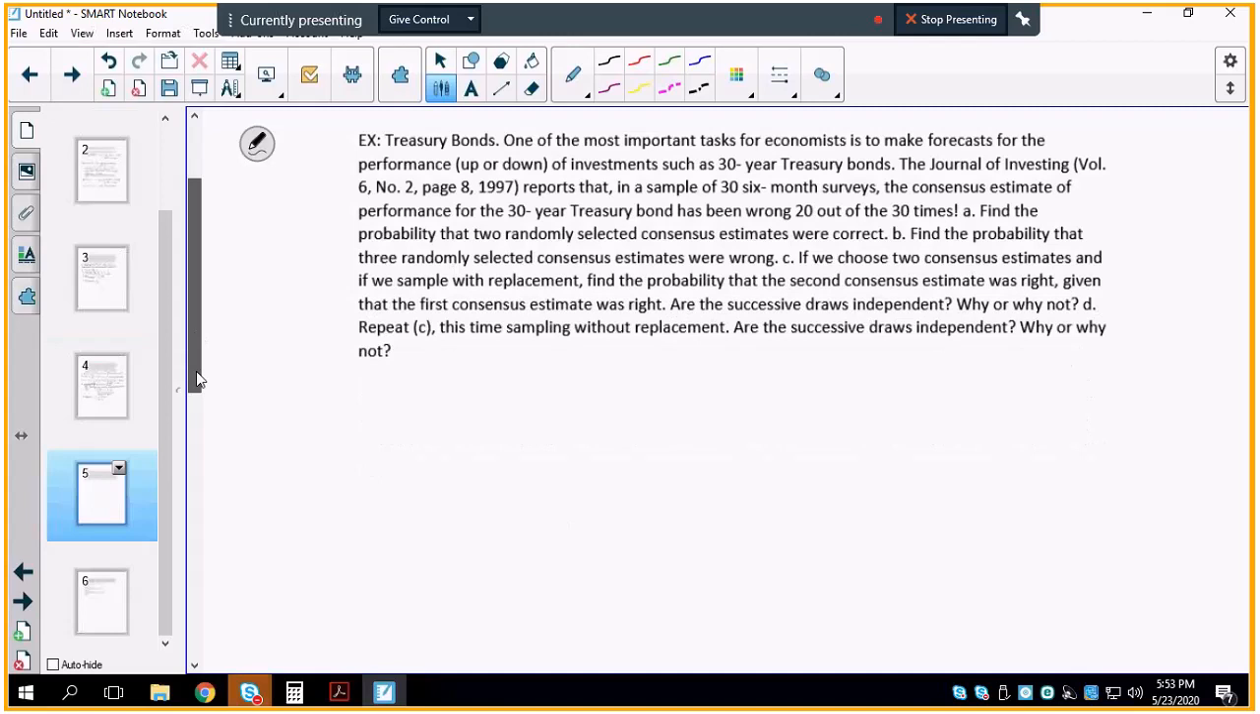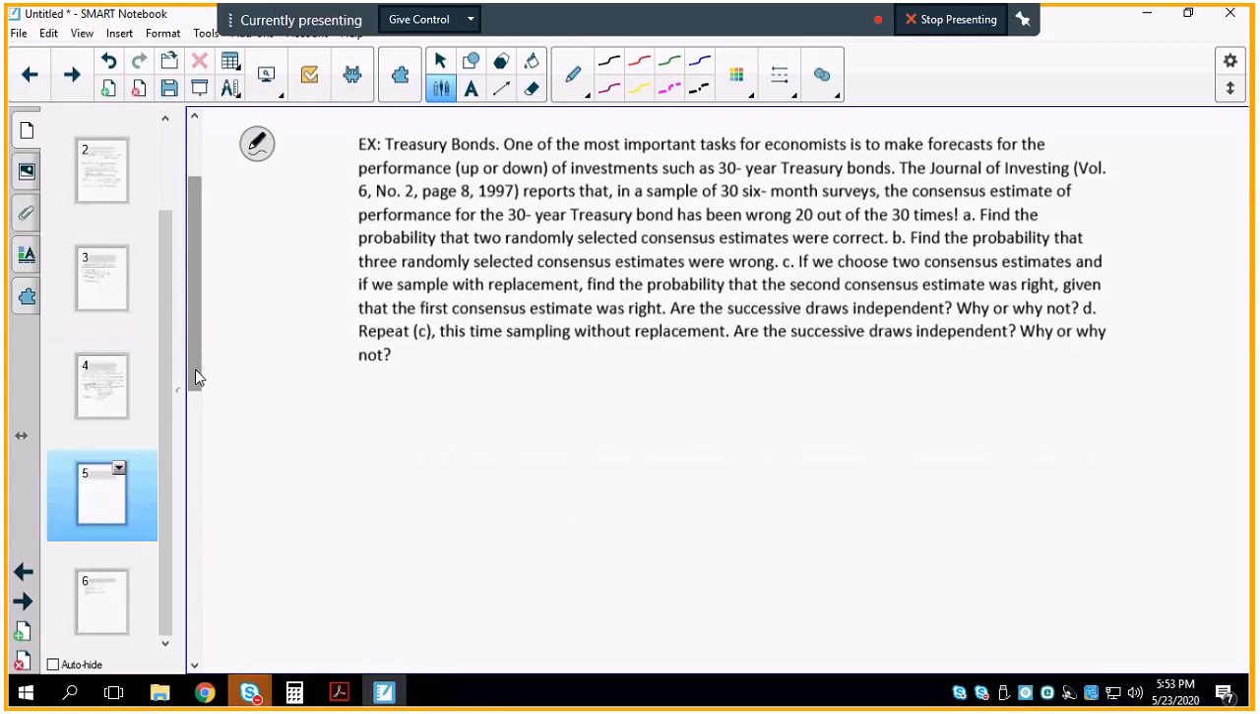Treasury bonds. One of the most important tasks for economists is to make forecasts for the performance, up or down, of investments such as 30-year treasury bonds. The Journal of Investing, Volume 6, Number 2, page 88, 1997 reports that in a sample of 36-month surveys, the consensus estimate of performance for the 30-year treasury bond has been wrong 20 out of 30 times. So it has been wrong 20 out of 30 times. Find the probability that 2 randomly selected consensus estimates were correct.